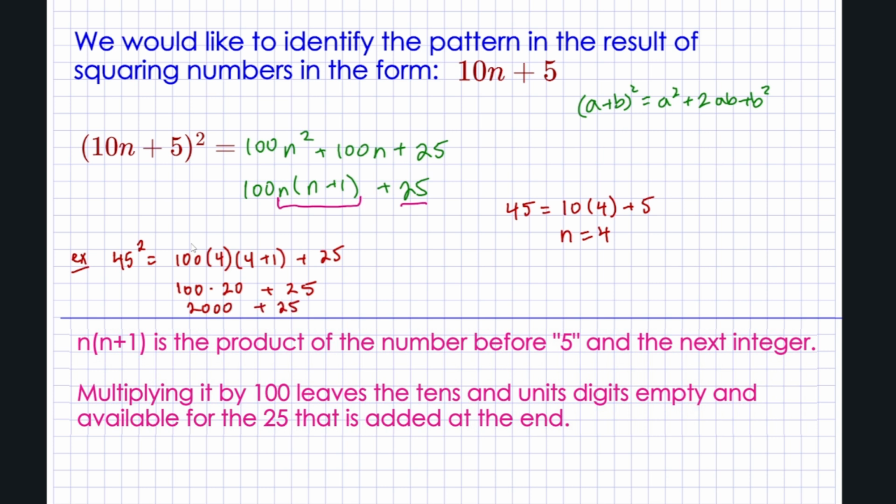Now, if we hadn't included the 100 in the front, you'd just have 20 plus 5, but we don't want to add the 20 and the 25. We want the 20 to be in front of the 25. That's why the 100 helps the 20 slide 2 units to the left so that the 25 can show up in the tens and units digit, getting us 2025, which is exactly what 45 squared is. Hopefully this example helps you understand the connection between the formula we found here in green and the pattern that we saw when we were investigating at the beginning of this video.